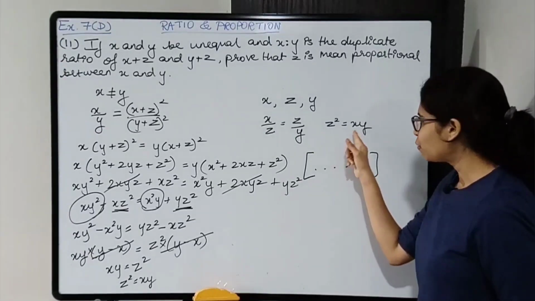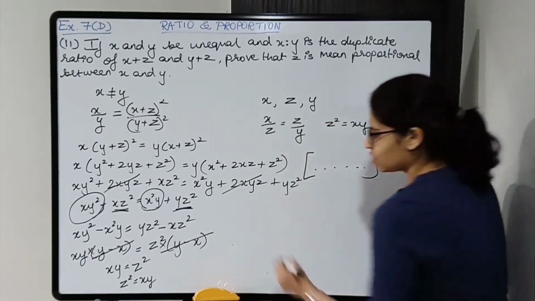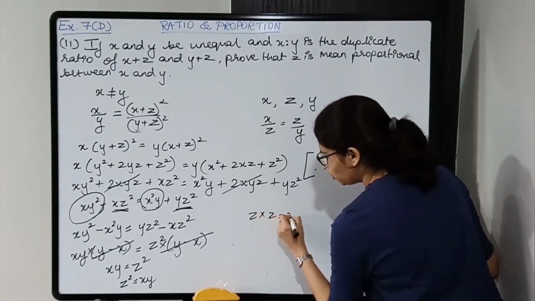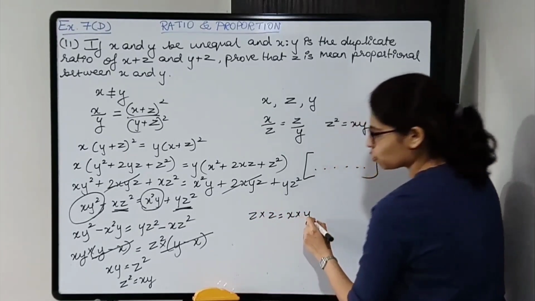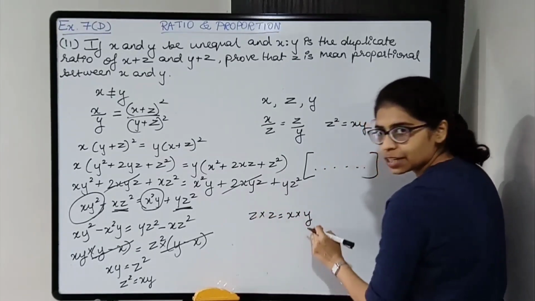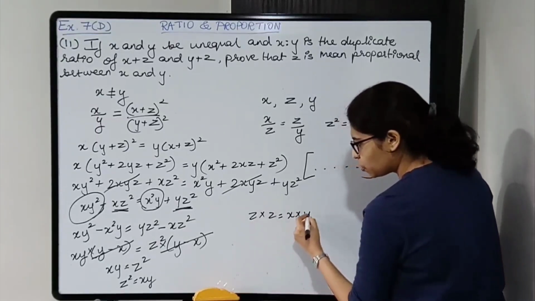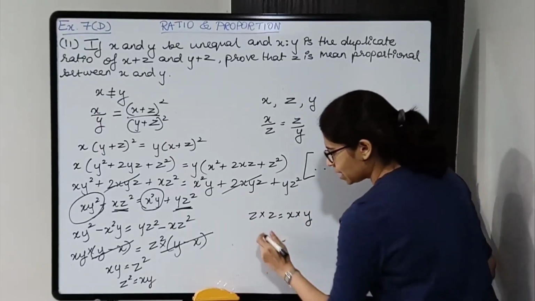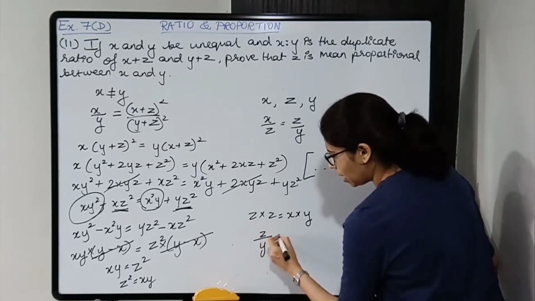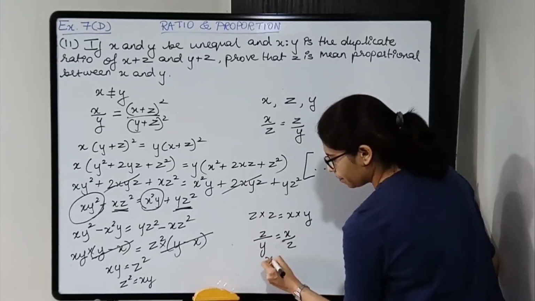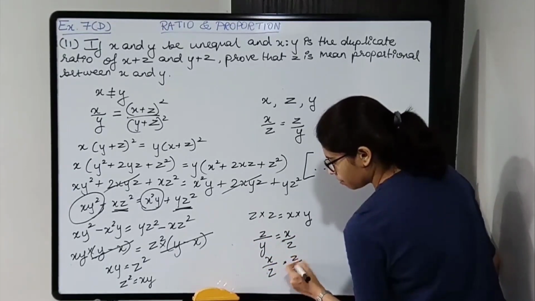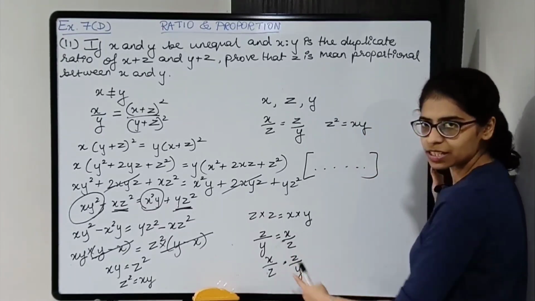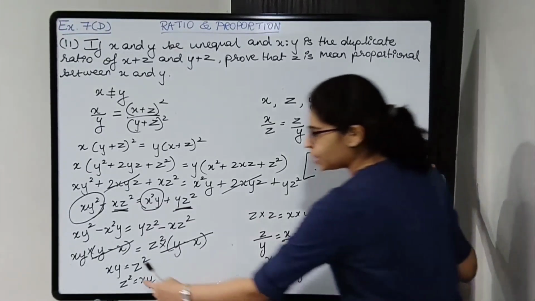है ना? From this you can say this. So z into z is equal to x into y. So shift y over here and z over here. So एक z को यहाँ पे शिफ्ट करते हैं, y को यहाँ पे शिफ्ट करते हैं. So I can say z upon y is equal to x upon z. Just switching the sides.